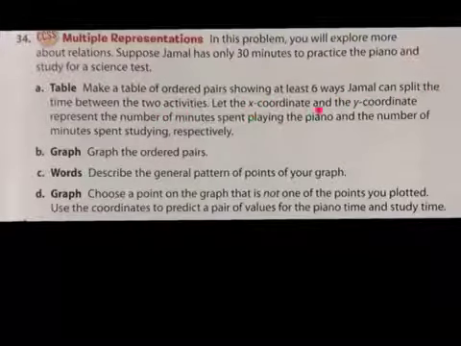Let the x-coordinate and the y-coordinate represent the number of minutes. So x, the domain, will be the number of minutes spent playing the piano, and y the number of minutes spent studying, respectively. So for this one, it's interesting because we have time, both minutes, for the x-coordinate and the y-coordinate, which means both quantities this time will be time. Let's make the table.